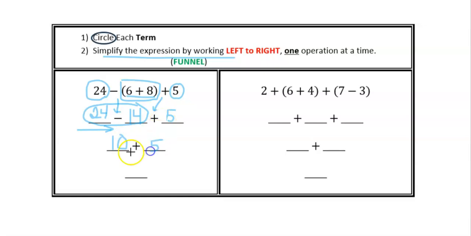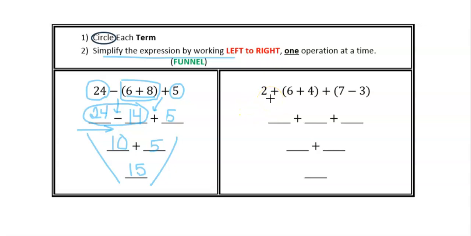We do one operation at a time. 10 plus 5 is 15. So by doing that one operation at a time, working our way down to get from 3 terms down to 1 term, it just helps us to stay organized and avoid those careless errors and keeps our accuracy on point.